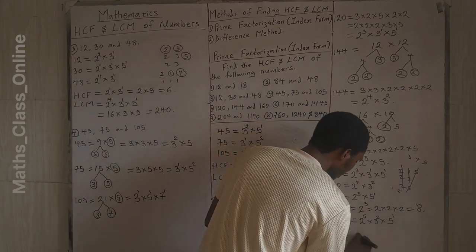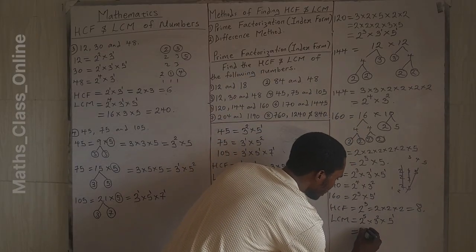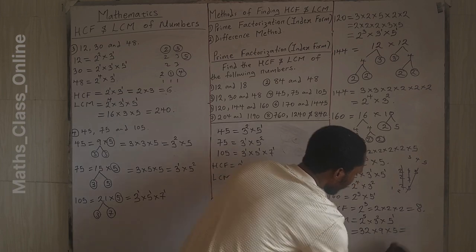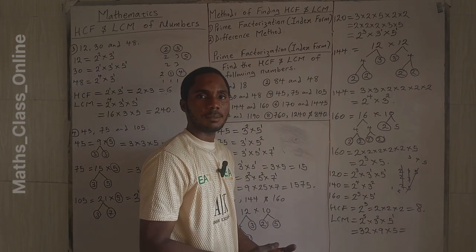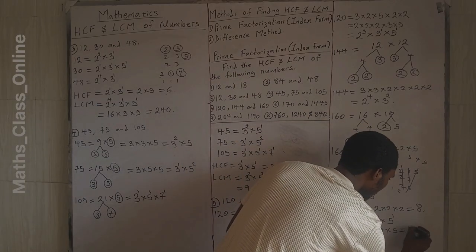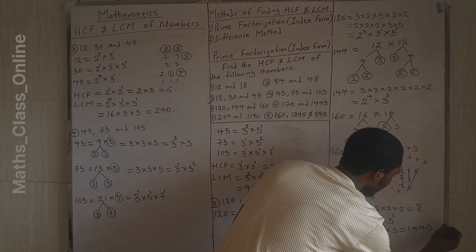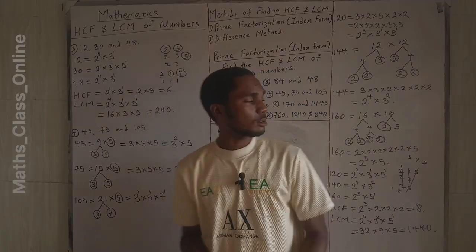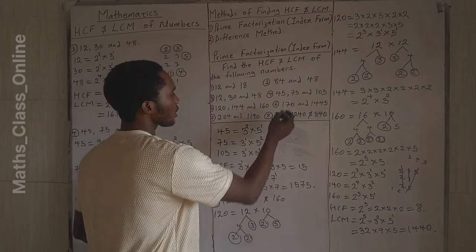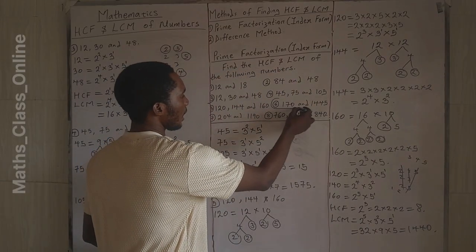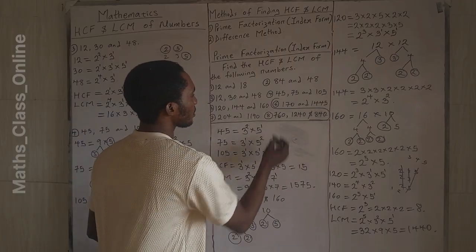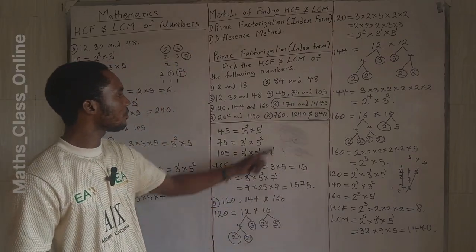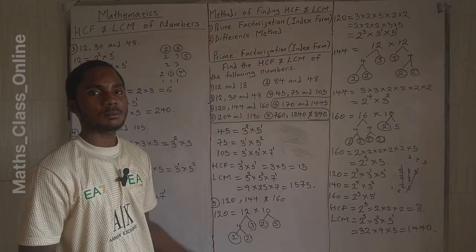The same thing. So this is equal to 32 multiplied by 9 multiplied by 5. 32 multiplied by 9 multiplied by 5 is what? 1440. With these explanations, what is the answer to question number 6, 7, 8? What will be the solution? What will be the HCF and LCM of 6, 7, 8?